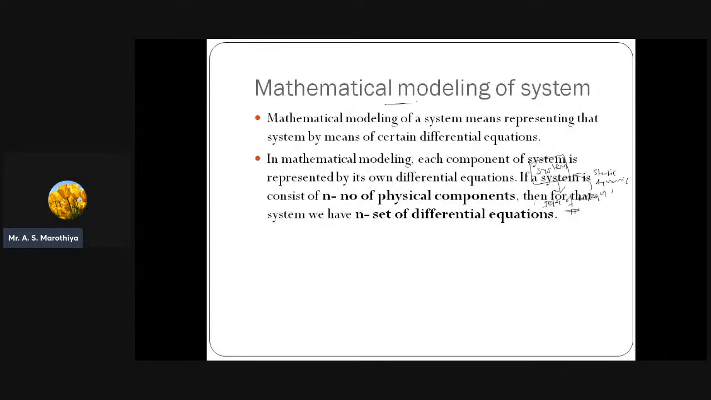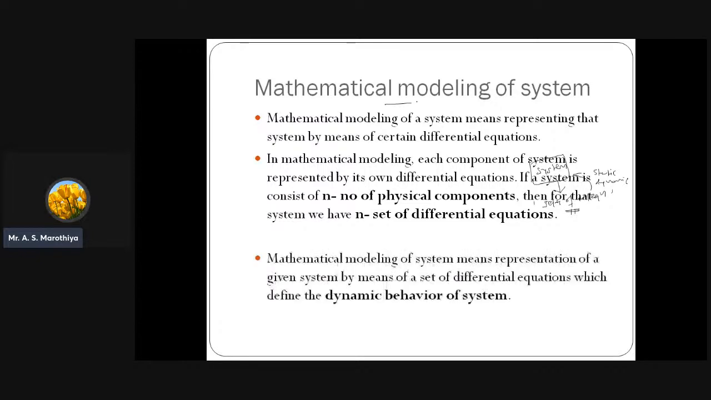And if a system consists of n number of physical components, then for each component we have some kind of equation. So we have n sets of differential equations or n sets of mathematical equations. And mathematical modeling of a system means representation of a system by means of a set of equations through which we are in a position to define the static as well as dynamic behavior of the system. That is very important.